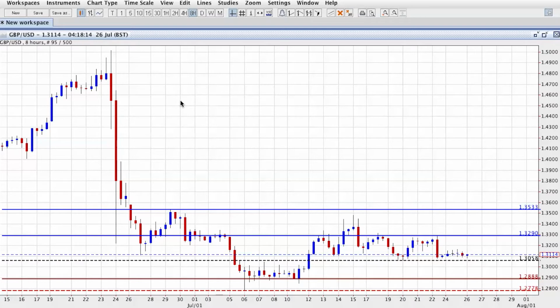Today we'll be taking a look at the British pound against the US dollar. We'll be having a look at the recent trading history in this currency pair, and I'll be trying to identify some key technical levels as we move towards the all-important Federal Reserve meeting this week.